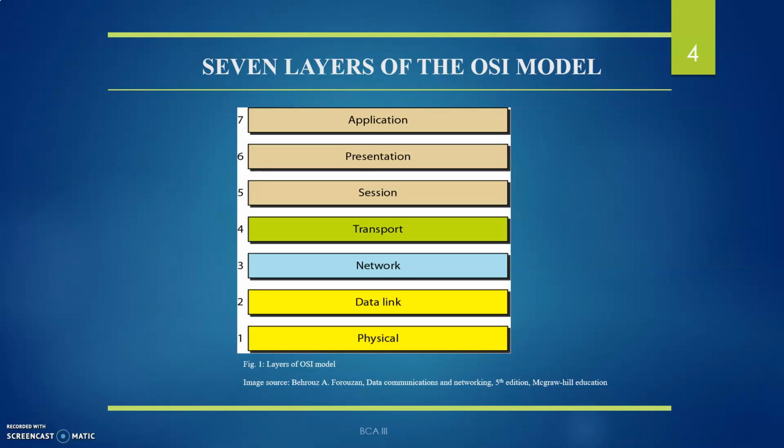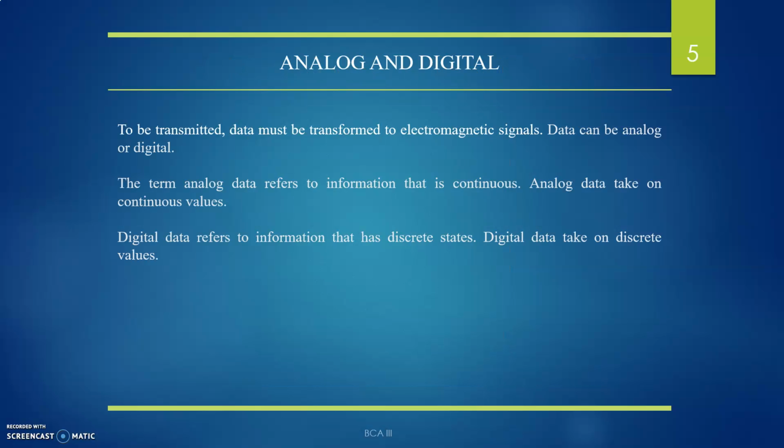If you remember from the previous class, this image was there. There are the 7 layers of the OSI model that we described in the previous class as well. We are on the first layer, that is the physical layer, and I also let you know we will discuss them in detail in later classes one by one. So first we are discussing the physical layer, and we are talking about analog and digital data.